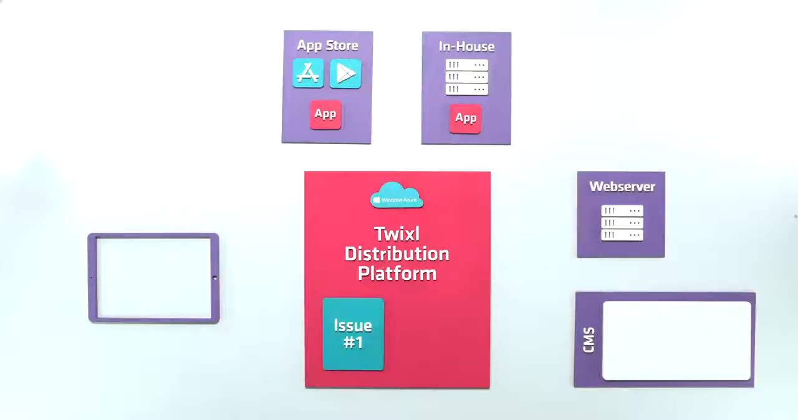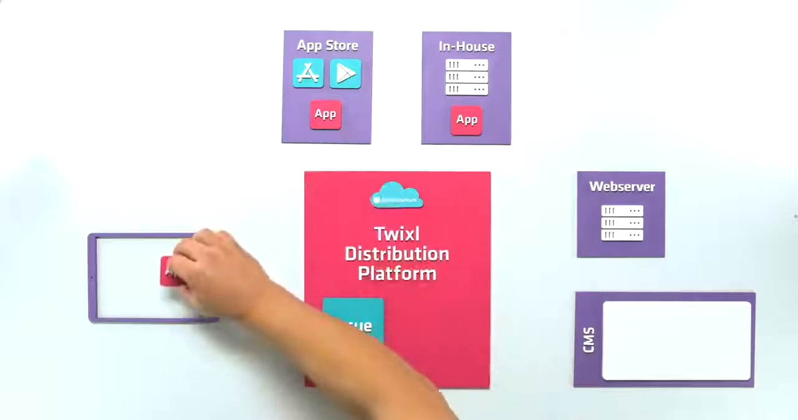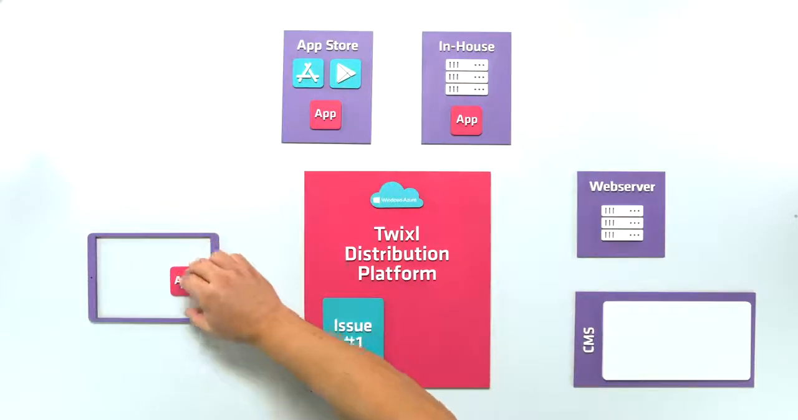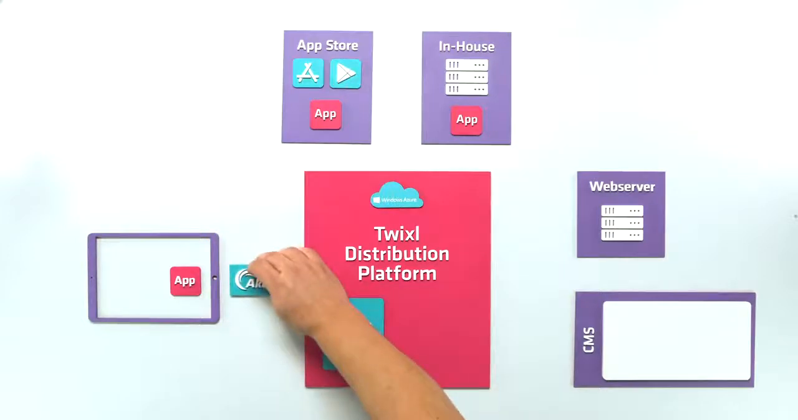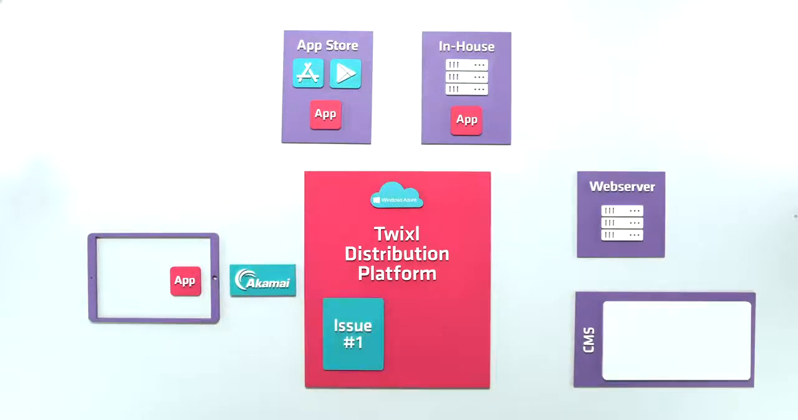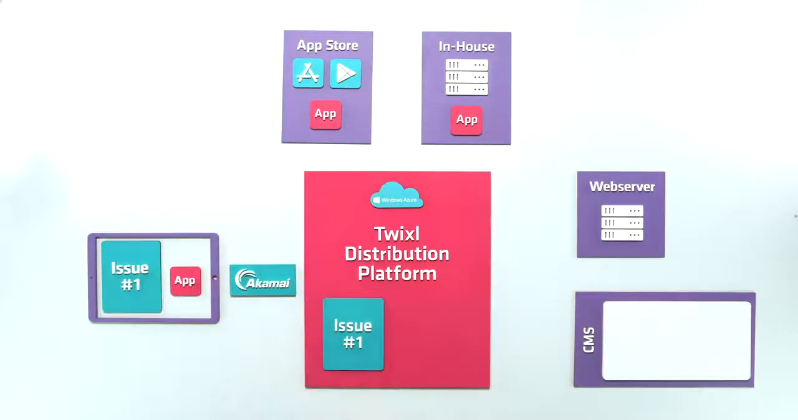Your readers can download your app from the app stores or from an in-house server. But this app is no more than an empty shell. Your content will be downloaded when the reader requests it. All app content is stored on the Twixl distribution platform, which is hosted on Microsoft's Azure infrastructure. To guarantee the best possible download speeds anywhere in the world, all downloads are managed by the Akamai Content Delivery Network.